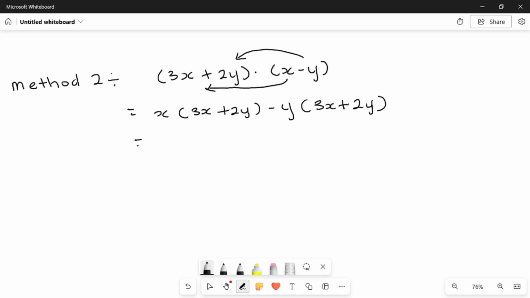So if we expand, we have x times 3x. Since x and x are the same base, you add their powers. Here is raised to power 1, here is raised to power 1. So from the laws of indices, when you are multiplying, you add the powers. So 1 plus 1 will be 2. So you have 3x square. Then here there is a positive, times this positive will give us plus.